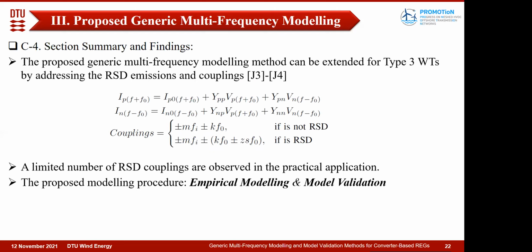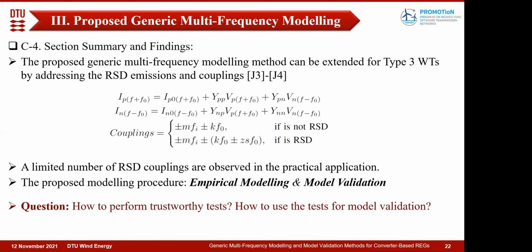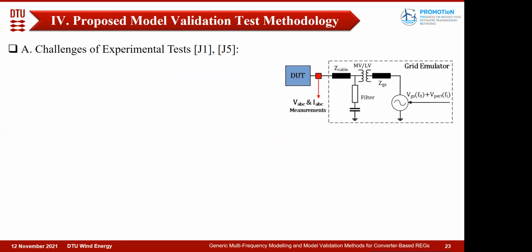And also, on the other side, in this test we are already doing the perturbation test experimentally. So the results can be used for generic modeling or empirical modeling. And at the same time, we can use the results for model validation. So the question is how to perform the transparency test and also how to use the test for model validation. So in the next part, chapter 4, I will be presenting our proposal for the model validation.